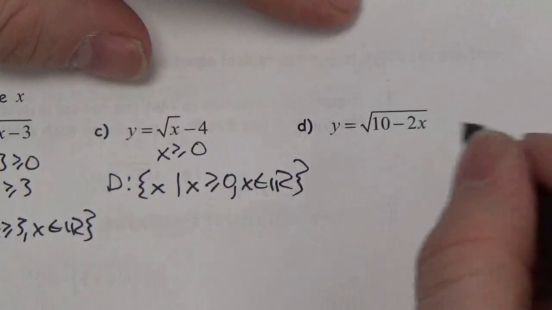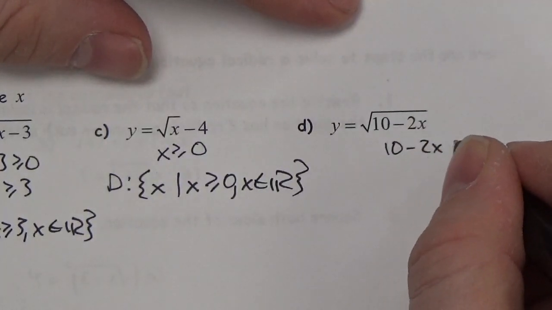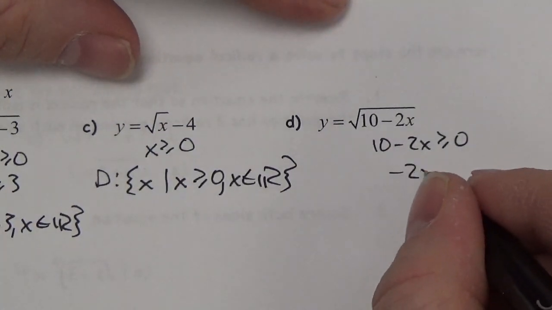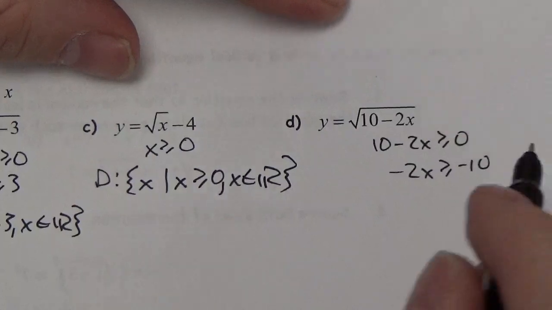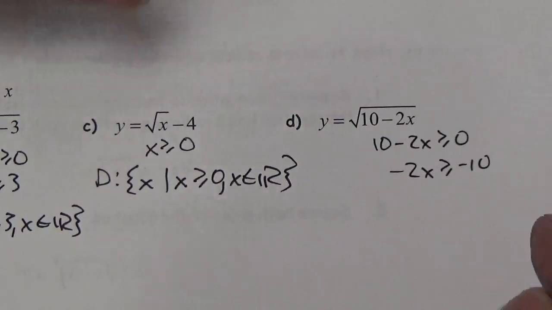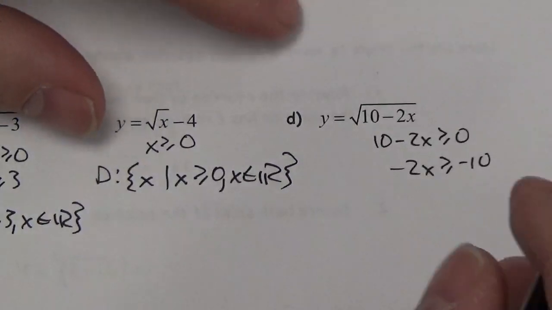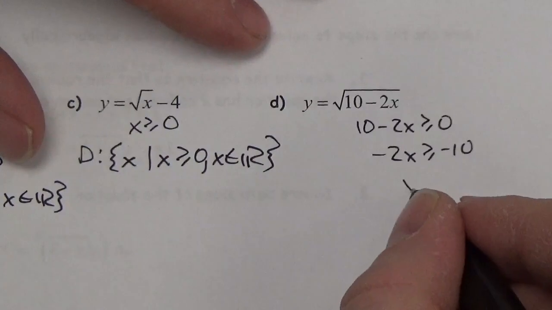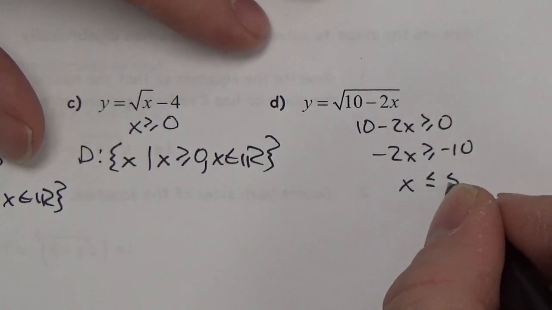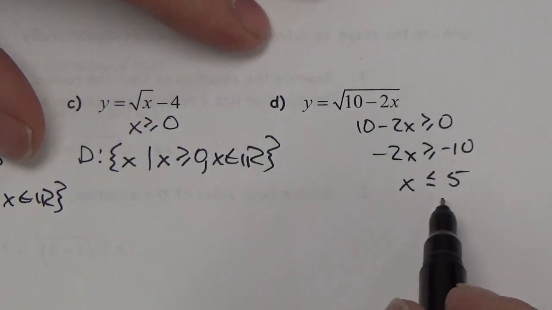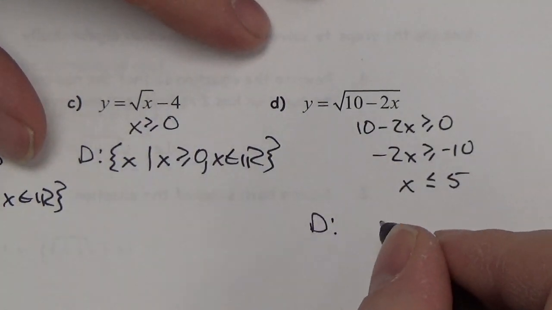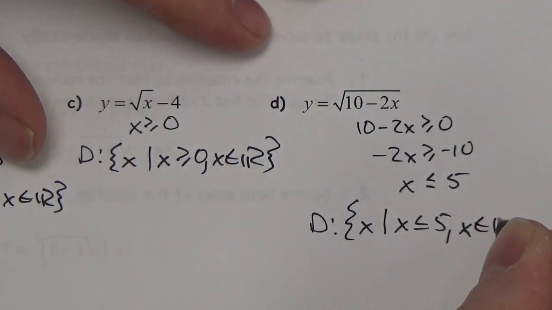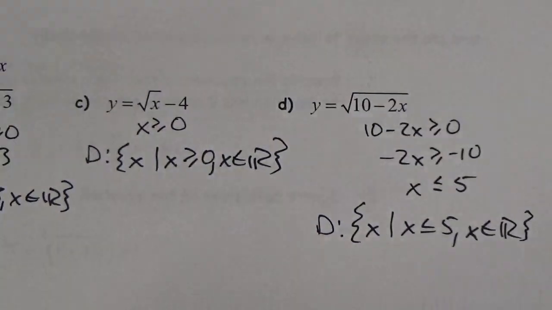And then finally, this one right here, same thing as we've done for the last few. We're going to take the radicand and set it greater than or equal to 0. I'm going to bring that 10 over. Now, some of you are probably going to see a bit of a shortcut here. I could move the negative 2 over, which would be easier, but I need to make sure that we're all on the same page with this next operation. When I divide by negative 2, that changes the direction of the sign. So now this is going to be x is less than or equal to 5. And so now my domain is the set of x values such that x is less than or equal to 5, where x is an element of the reals. There you go.